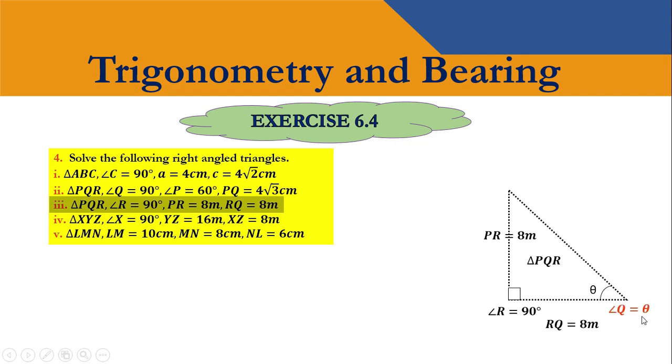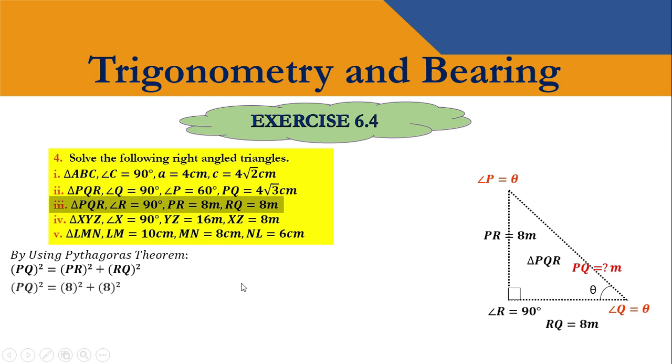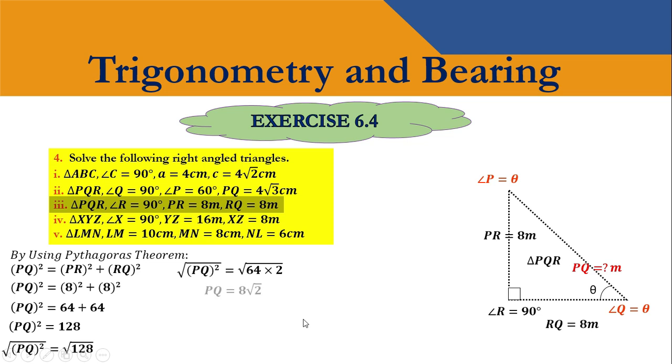We have to calculate the base angle Q, the third angle of this triangle, and the value of the hypotenuse side. Because we have two sides, we will use the Pythagoras theorem. Putting the values of perpendicular and base into the Pythagoras theorem, and after doing some mathematical work, we will get the value of the hypotenuse.